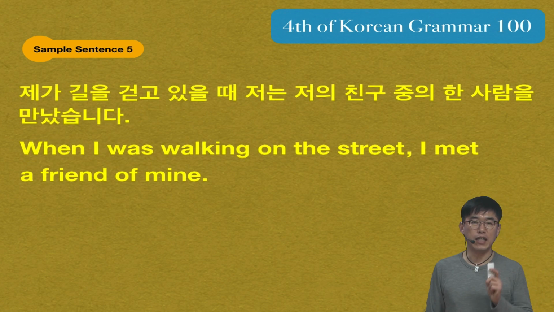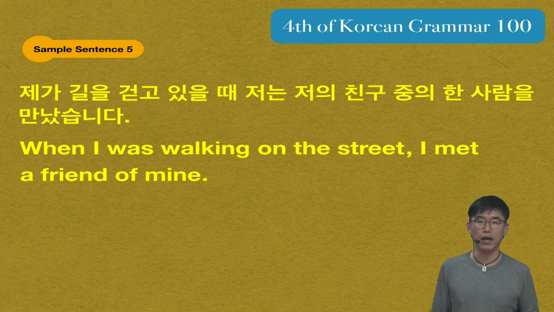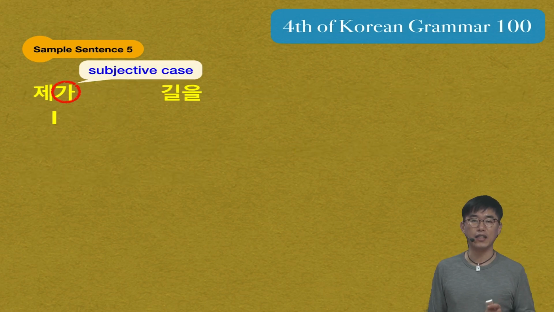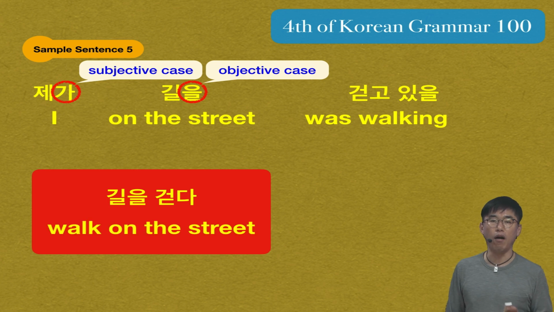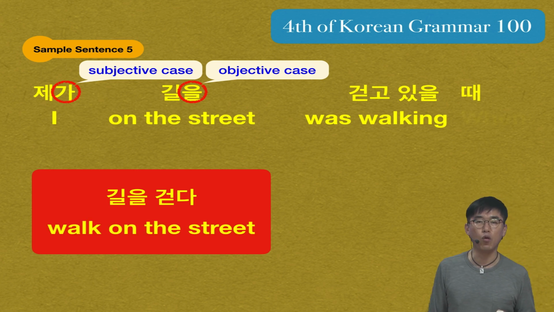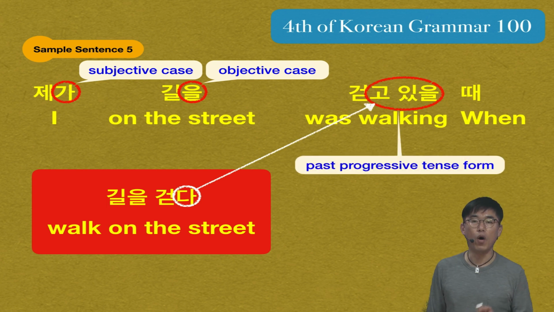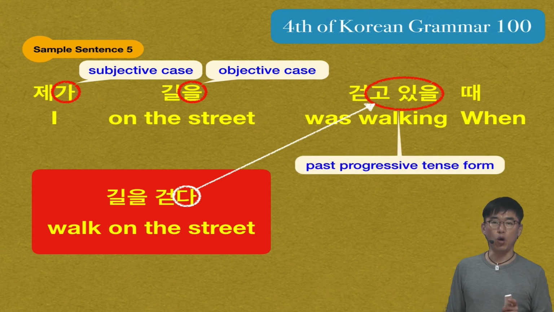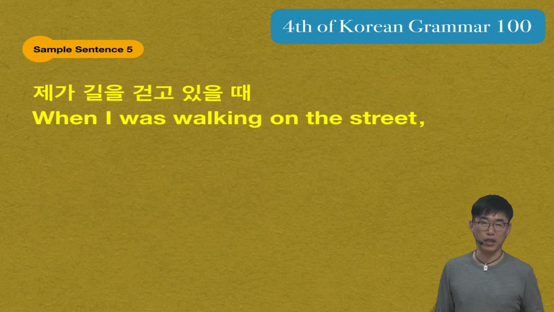Number 5. 제가 길을 걷고 있을 때 저는 저의 친구 중에 한 사람을 만났습니다. When I was walking on the street, I met a friend of mine. 제가 is I and 길 is street. And 길을 걷다 is to walk on the street. But 길을 걷고 있을 때 is the past progressive tense form. Was walking on the street. So 제가 길을 걷고 있을 때 is when I was walking on the street.